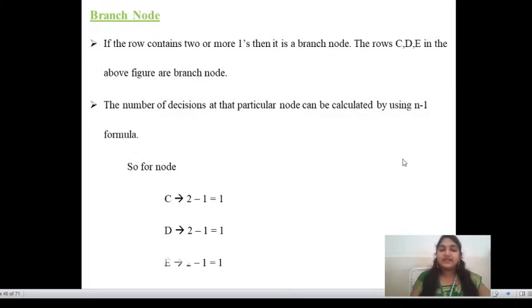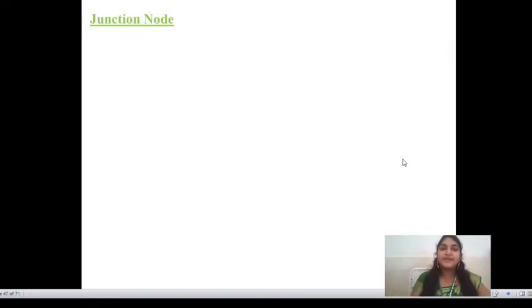So if you take the C node, C, D, E, 2 minus 1 is equal to 1, by the n minus 1 formula. If you apply it, 2 minus 1 is equal to 1. So all can be defined as a branch node.